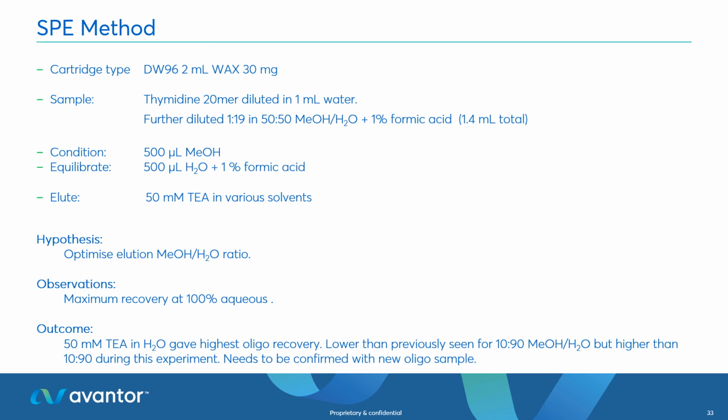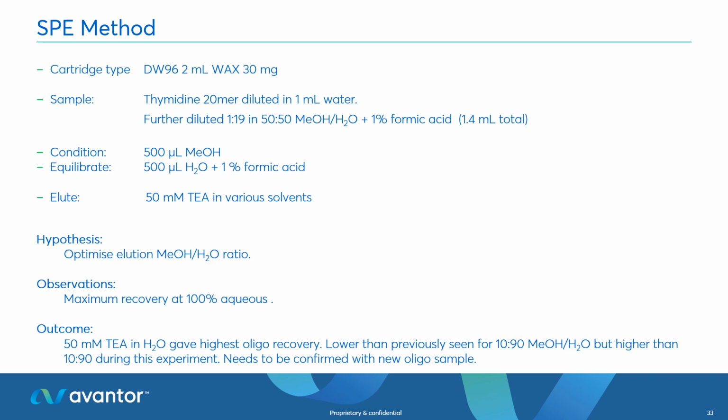In terms of the SPE method, we'll be using a weak anion exchange. In this case, it's a loose filled material. The conditions for the sample are given. The conditioning and equilibration are as per the manufacturer's instructions, and we'll be focusing on the elution stage.